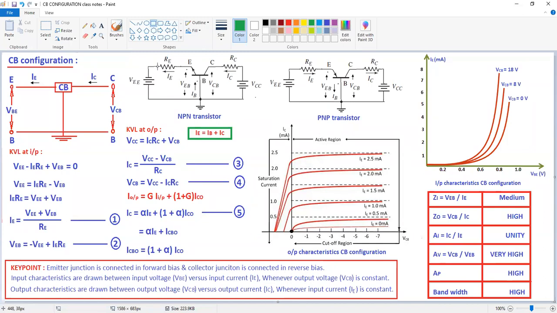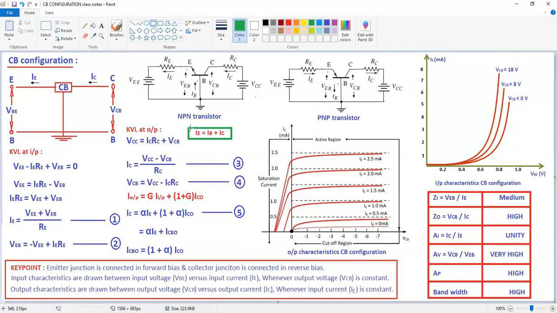Okay. VCB on x-axis, IC on y-axis. Here also IC is in terms of milliamps. Why? Because the collector is moderately doped material. So that's why I'm going to take this IC also in terms of milliamps. So here VCB in terms of volts on x-axis, IC in terms of milliamps on y-axis. Output voltage versus output current, whenever the input current is constant, that means IE as constant. IE is equal to, I am taking it as 0 milliamps, 0.5, 1.0, 1.5, 2.0, 2.5.